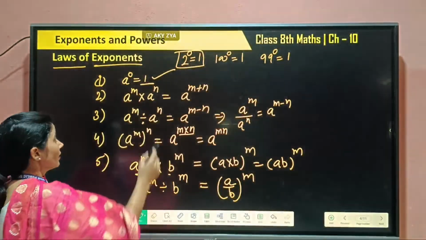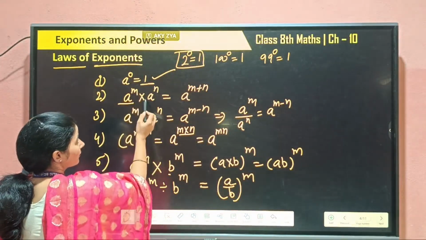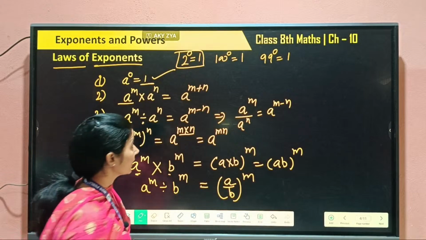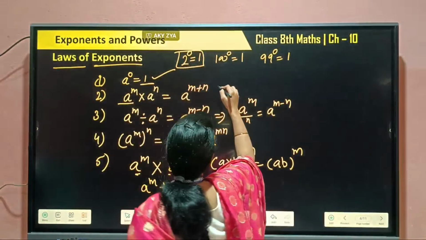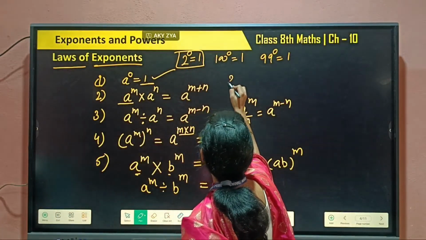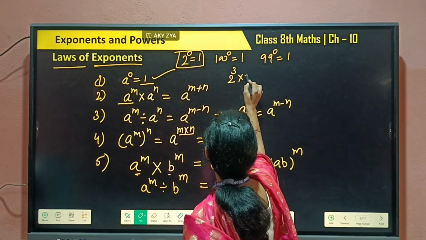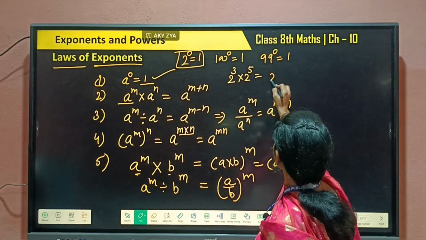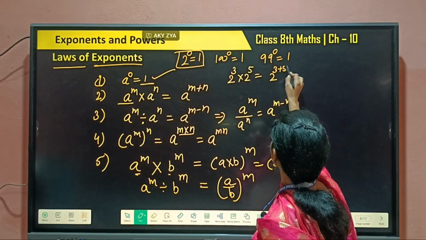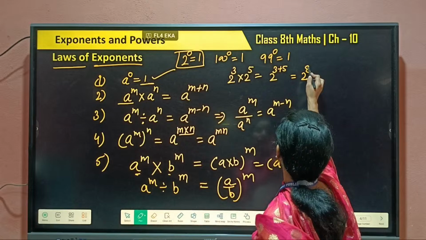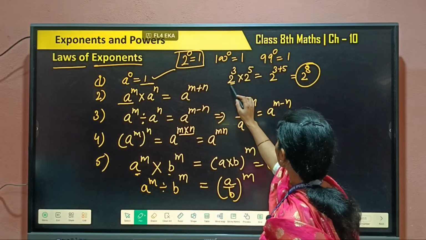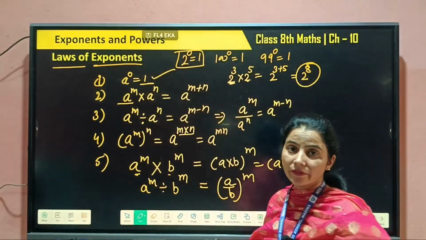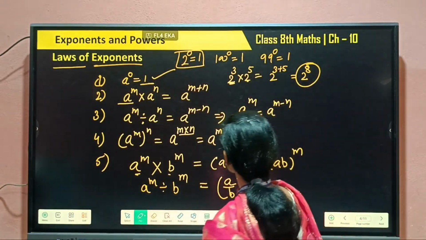Now see, next is a raised to power m into a raised to power n. Base same, then powers will add. Let us do this with an example. Like 2 raised to power 3 and 2 raised to power 5. It will be 2 raised to power 3 plus 5, that is 2 raised to power 8. The bases are the same, so the powers are added. 3 plus 5, answer is 8.